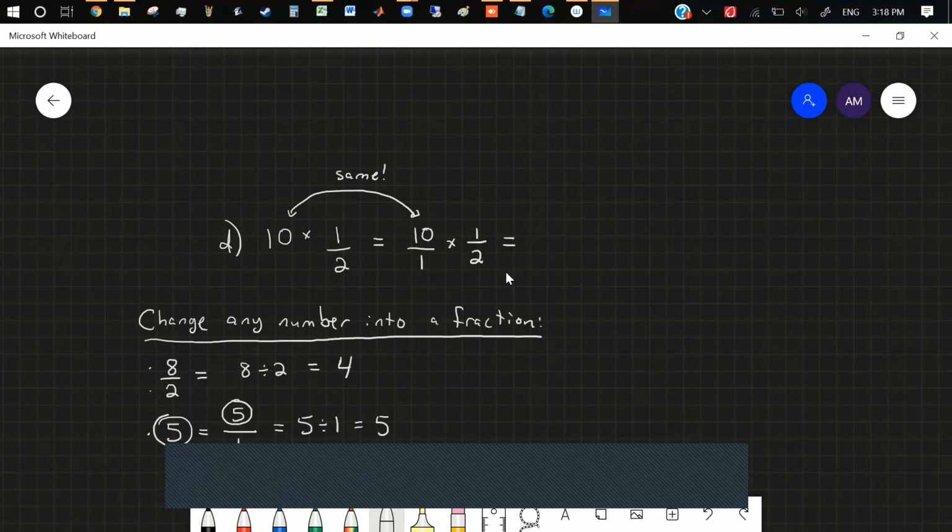Now let's continue. 10 times 1 is 10, divided by 1 times 2 is 2. And what did we say a fraction is? It's just the top number divided by the bottom number. So 10 divided by 2. It turns out this works pretty well. 10 divided by 2 makes 5. So 5 is our final answer.